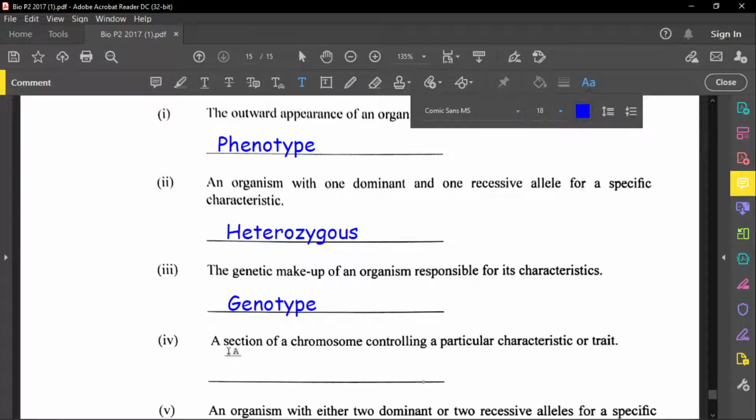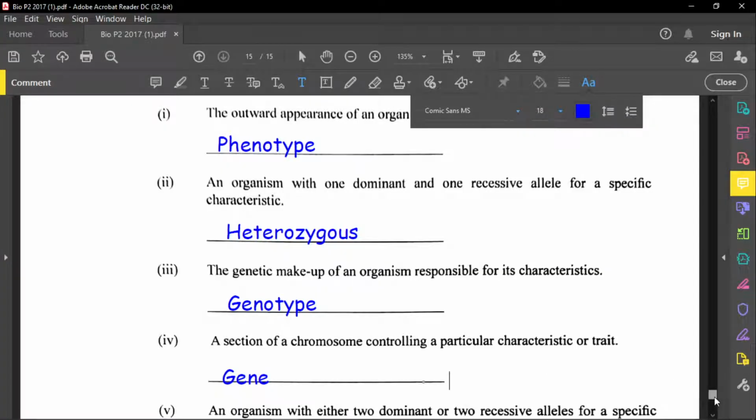Now, a section of a chromosome controlling a particular characteristic or trait. So the specific section of a chromosome is called a gene.